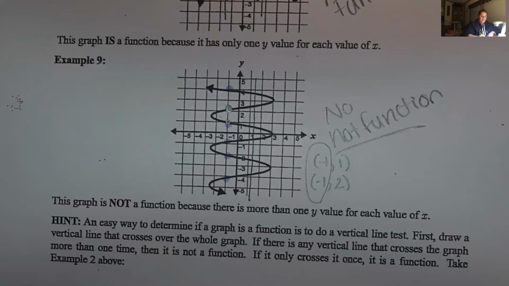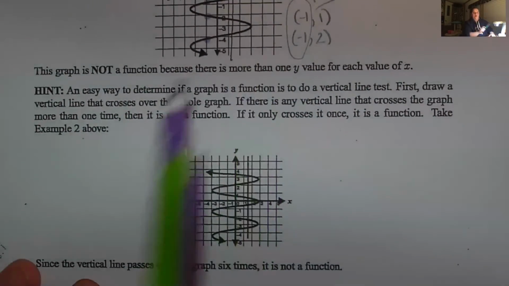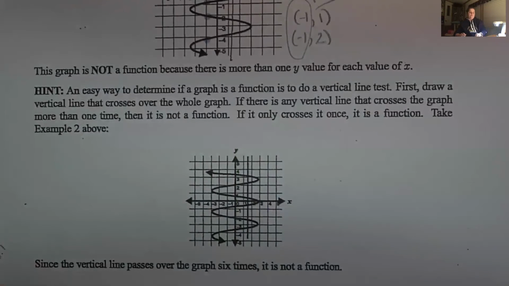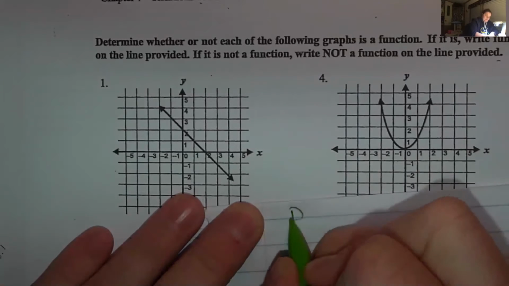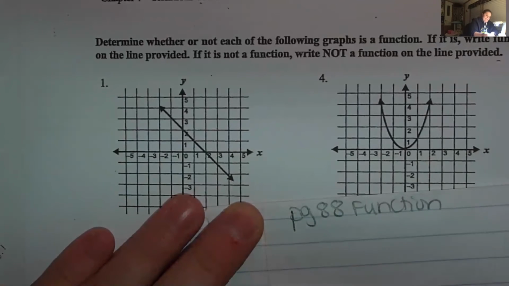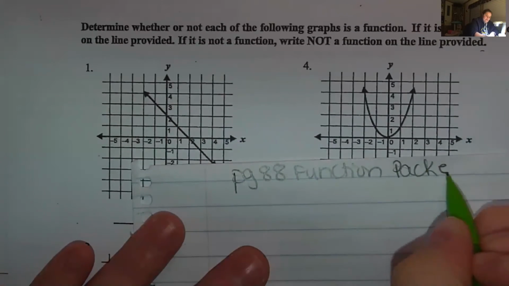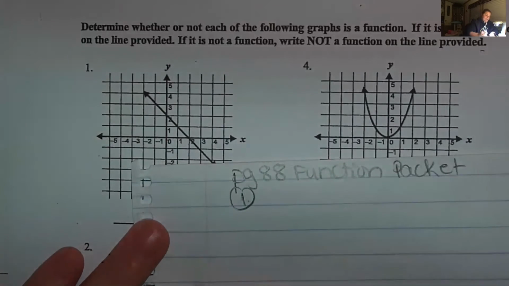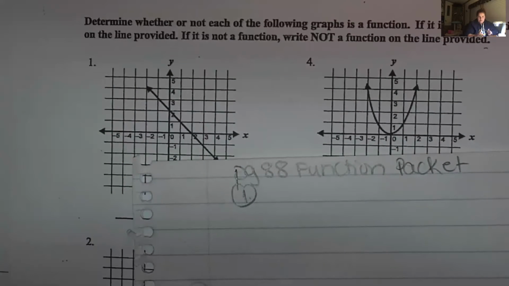Okay. So again, this is the same squiggle as this one, so this is not a function. So when we go to page 88, this page will go very fast. So again, be organized. Page 88, function packet, on the top of your page. And then we'll just put number 1. And all of these are, is it a function? Is it not a function?